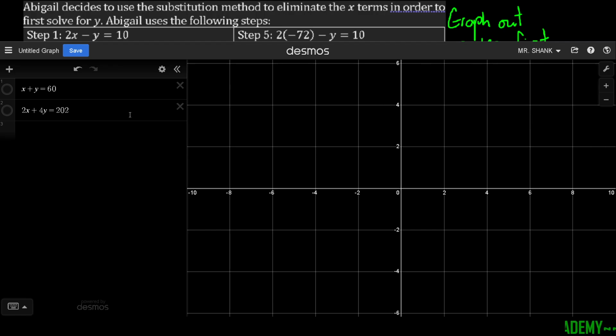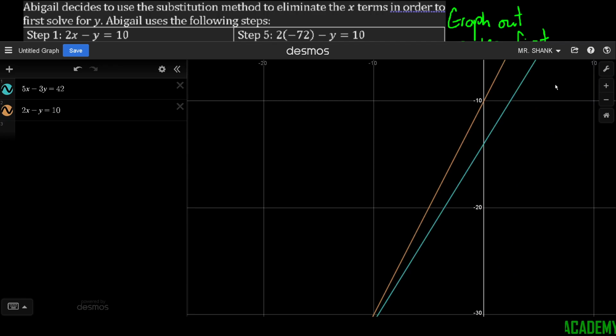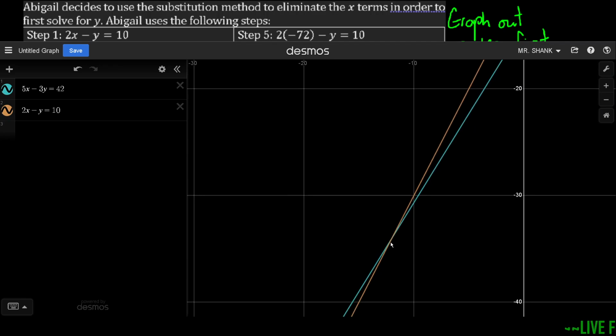Our first equation is given, so it has 5x minus 3y equals 42. And then it has 2x minus y equals 10. Graph those two out and let's find where that solution point is. We have our two lines. Again, move your graph around and find where they're equal.